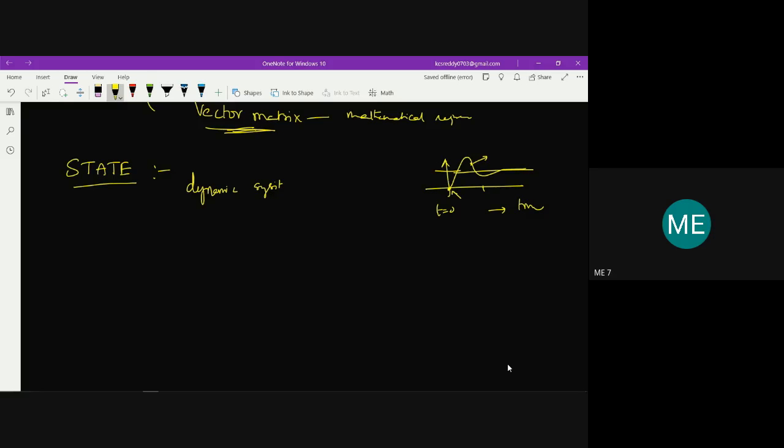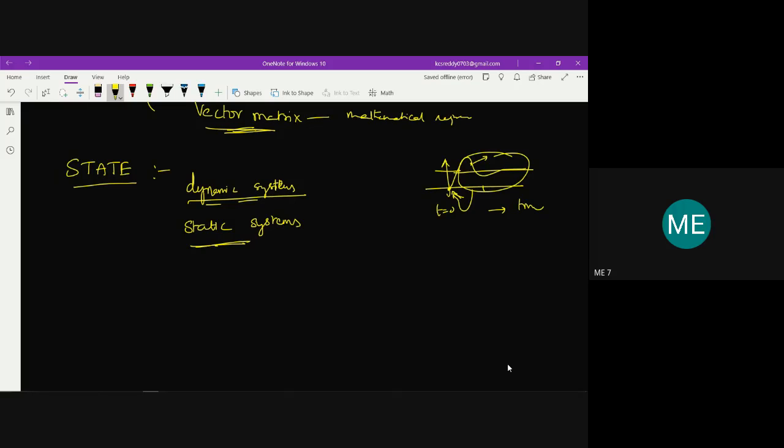A system whose output does not depend on the initial conditions is called a static system, meaning it doesn't have any such dependency. Whereas a system whose output depends on the initial conditions is called a system with memory, or a dynamic system.